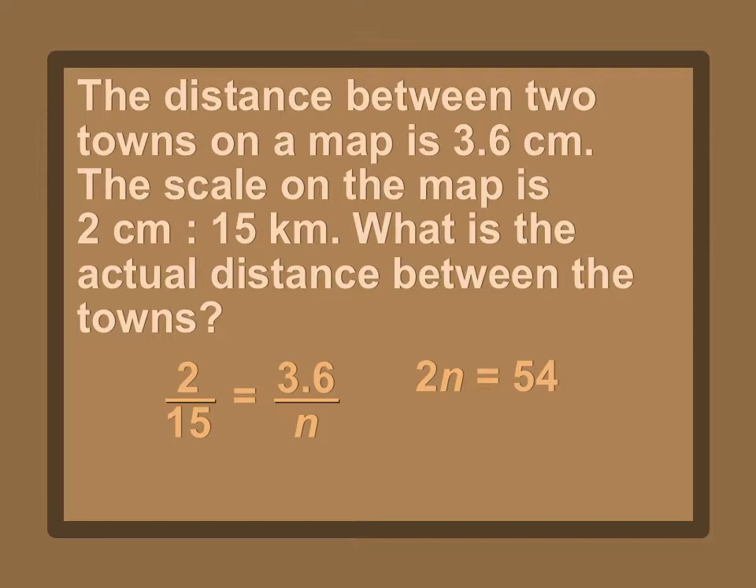So 2 times n is equal to 15 times 3.6. 15 times 3.6 is 54. Now to solve for n, we're going to divide both sides by 2. And we figure out that n is equal to 27 kilometers. So in real life, those two cities are 27 kilometers apart.